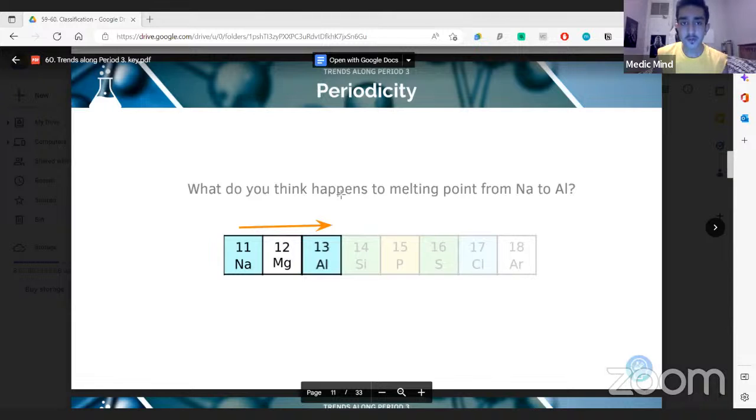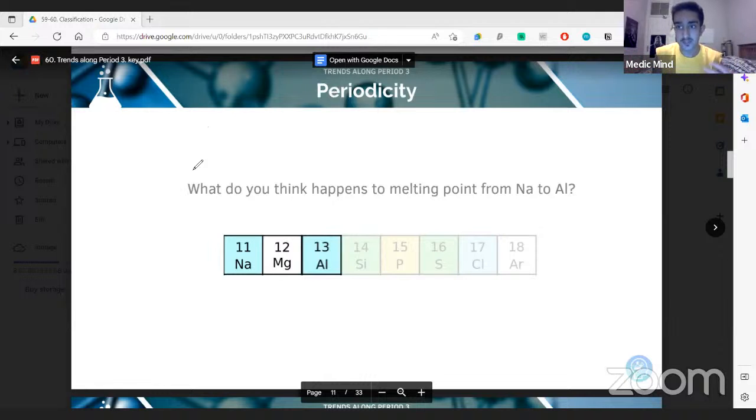But if you're going across, the number of delocalized electrons is becoming higher, because the ions go from Na+ to Mg2+ to Al3+, which means that each atom is losing more electrons as you go along.